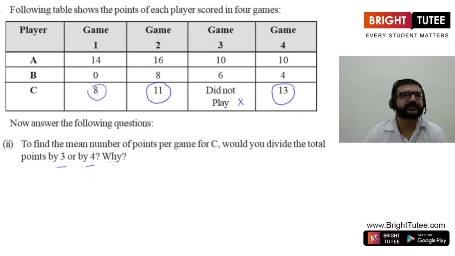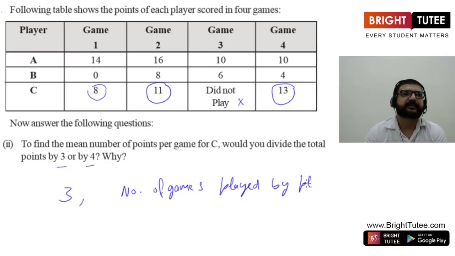So for finding the mean of this player C, what we will do, we will divide it by 3, because the total number of games played by player C is equal to 3. That's why we are going to divide it by 3. So the answer for this question will be 3.